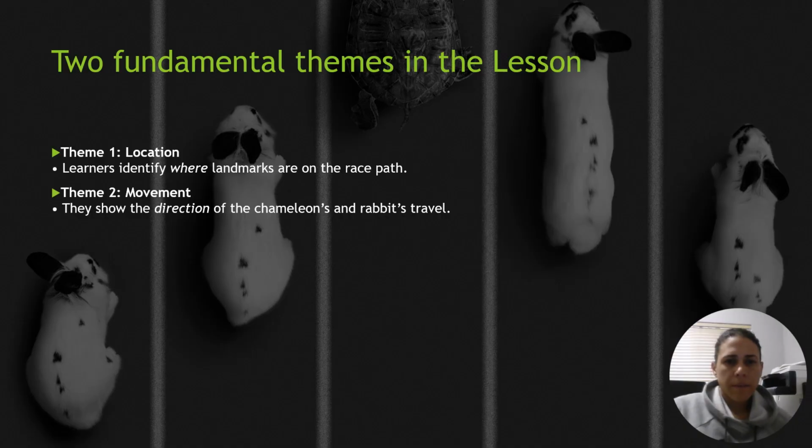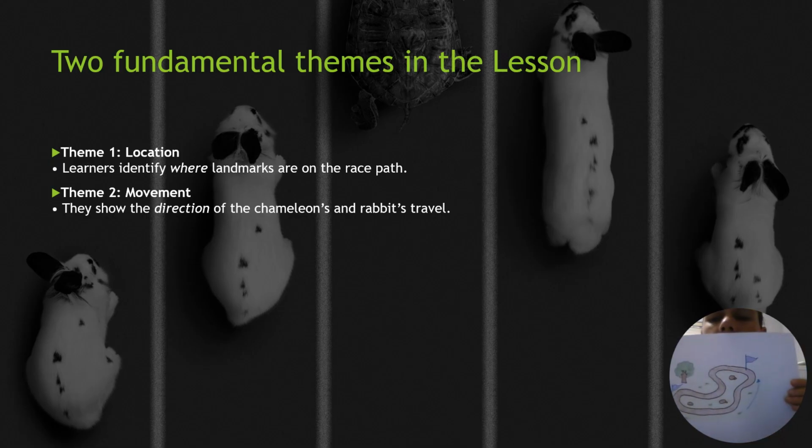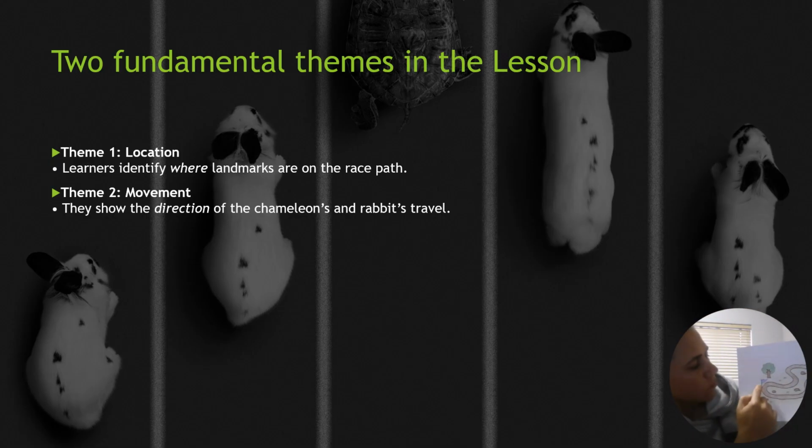The 2 fundamental themes in the lesson include location, so the learners will identify where the landmarks are on the race path. And the second theme is movement. They show the direction of the chameleon and the rabbit's travel. As we can see, the arrows. The flag at the start, it will go around the path and end at the flag at the end.